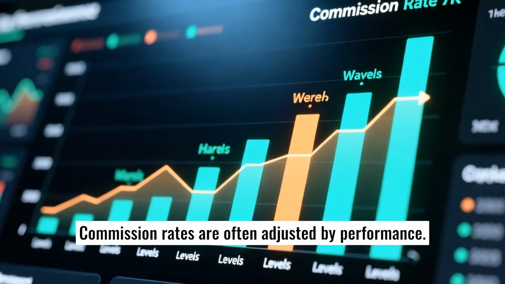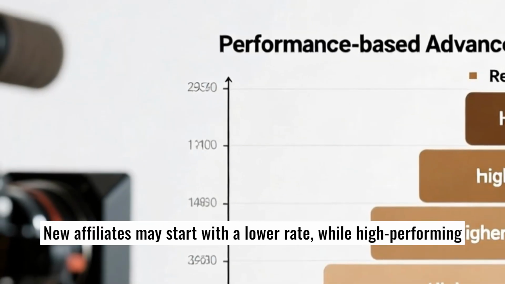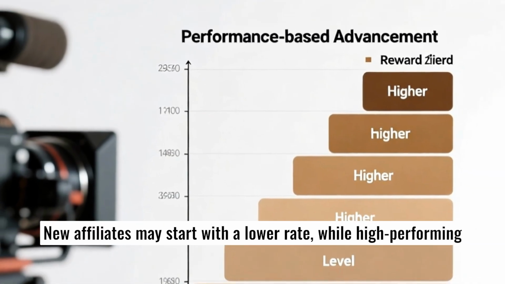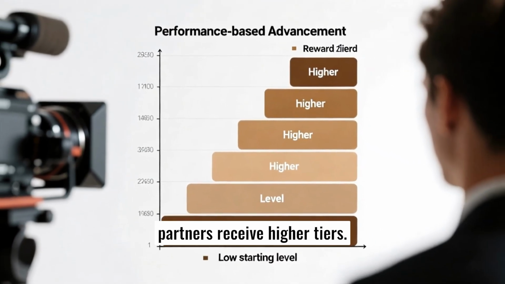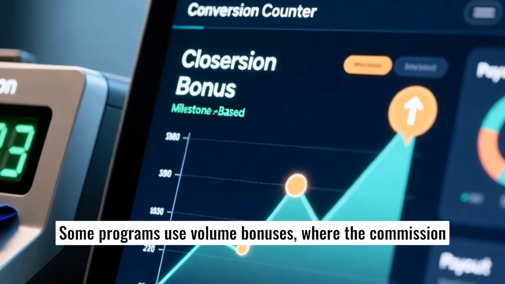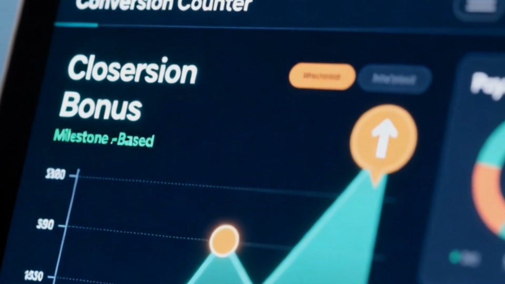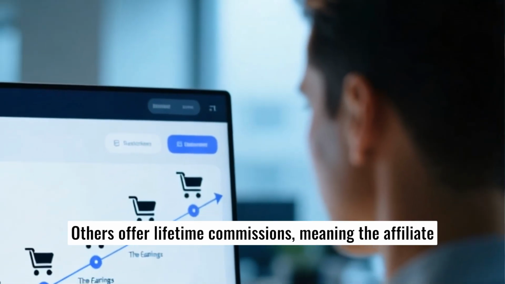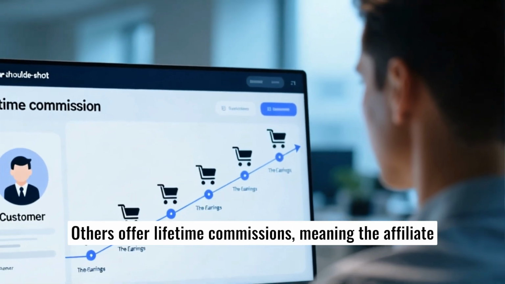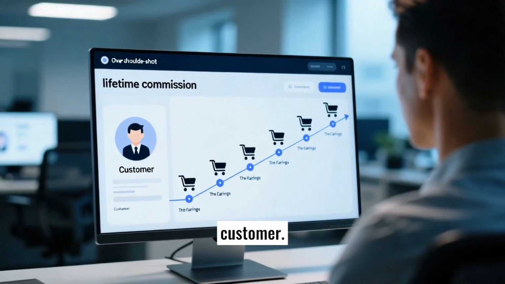Commission rates are often adjusted by performance. New affiliates may start with a lower rate, while high-performing partners receive higher tiers. Some programs use volume bonuses, where the commission increases after a certain number of conversions. Others offer lifetime commissions, meaning the affiliate continues to earn from repeat purchases made by the same customer.